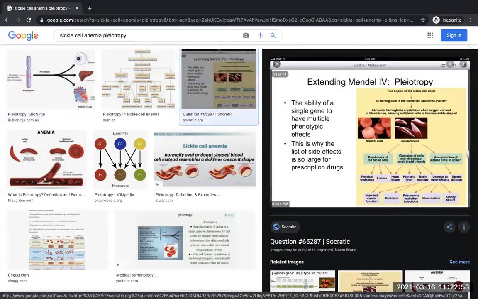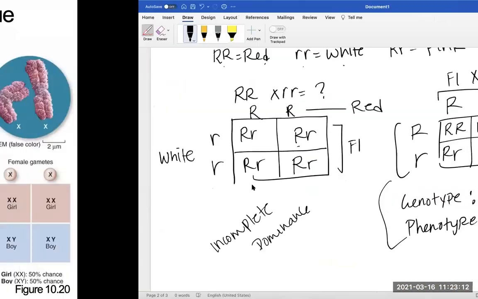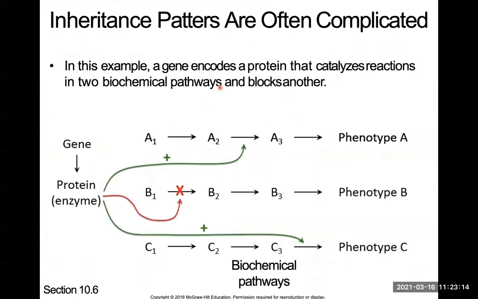Here's another example. So the ability of a single gene to have multiple phenotypic effects is seen in breakdown of red blood cells, physical weakness, anemia, heart failure, pain, brain damage. So all those phenotypic effects are just the result of a single gene. That's pleiotropy. So if this example doesn't make sense to you, try to think about sickle cell anemia.